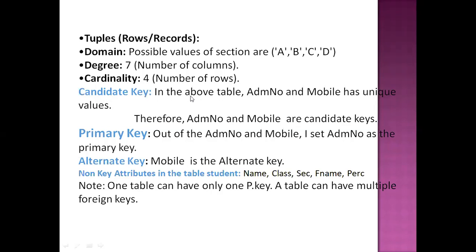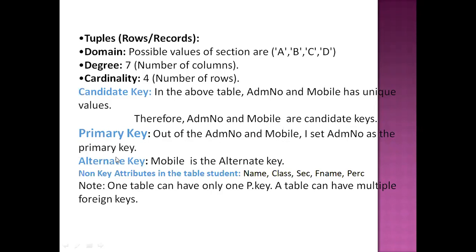So candidate key: in the above table, admission number and mobile number have unique values. So a unique mobile number can become a candidate key. Therefore admission number and mobile number are candidate keys. Each and every student, each and every employee has a uniquely defined mobile number, so it can also become a primary key. A primary key value cannot be repeated. So out of admission number and mobile number, we set admission number as the primary key.